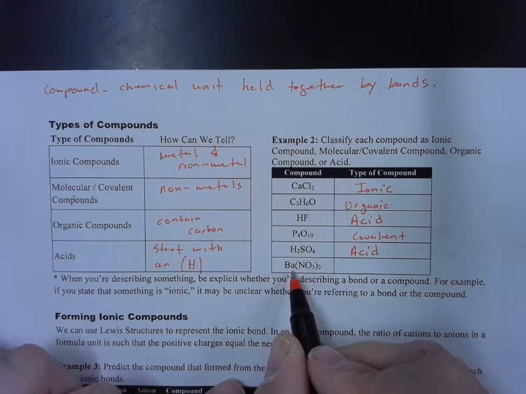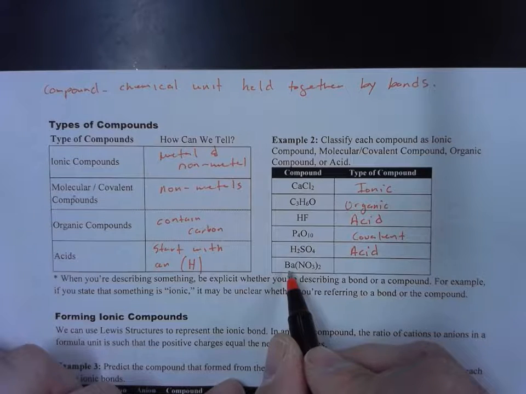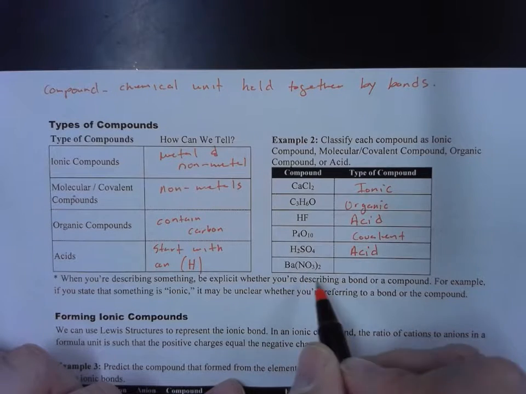BaNO3, barium nitrate. Barium is a metal, nitrate is a nonmetal. Okay, so that's going to be ionic.